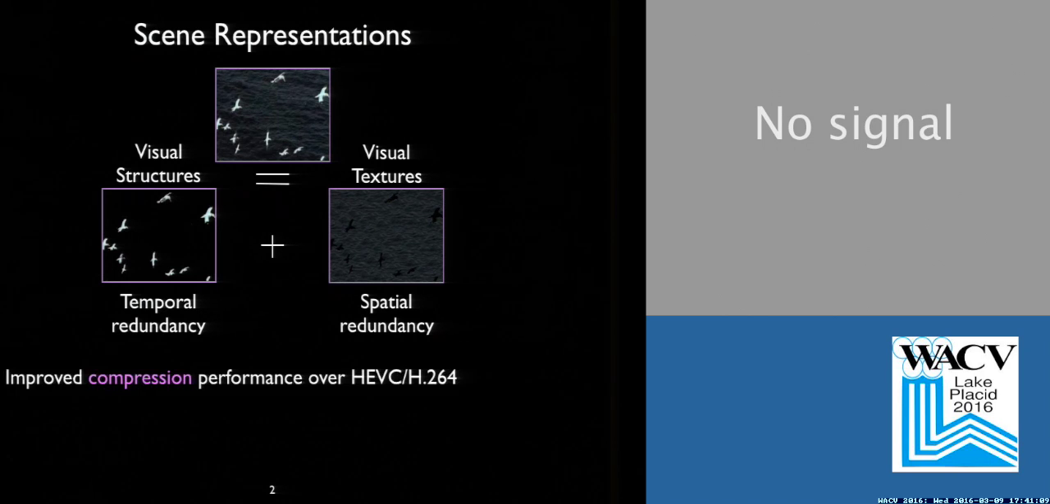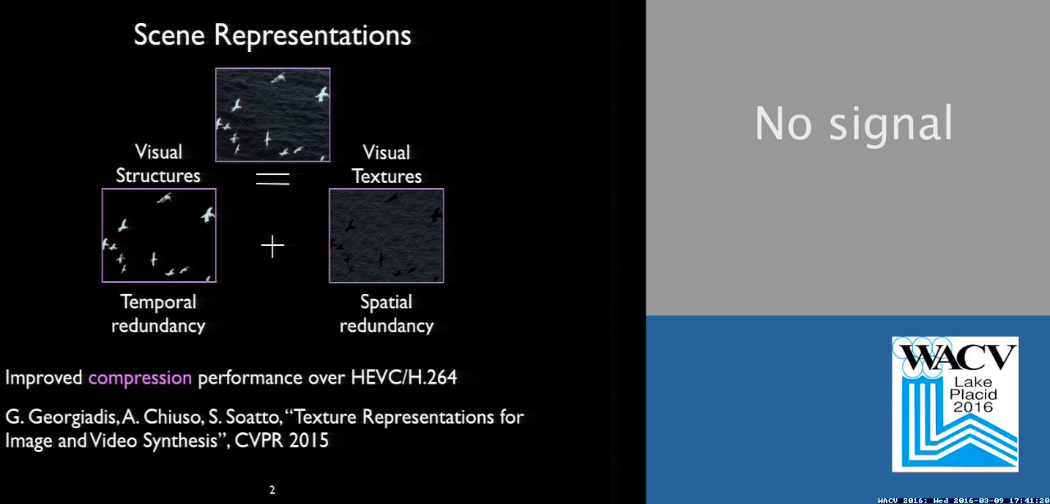redundancy. In this work, we take advantage of the temporal redundancy of visual structures to improve over the compression performance of both HEVC and H.264. A companion paper exists in the literature that shows how exploiting visual textures can give additional performance gains.